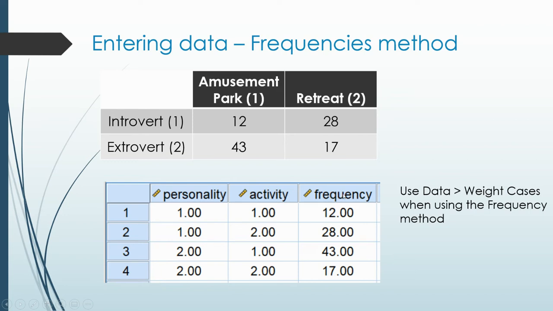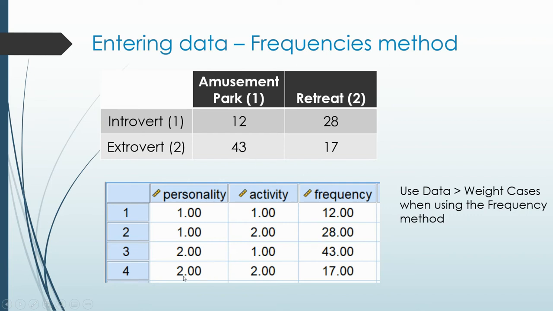And then in our third column, we have our third variable, which is the frequency. And so I've put 12 in there representing the 12 people that are here. So for introverts who chose amusement park, we had 12 people. Okay. Using similar logic, in row 2, introverts who selected retreat, we have a frequency of 28. Then under row 3, we have extroverts, coded 2, who selected amusement park, coded 1 under activity, and their frequency was 43 based on the table.